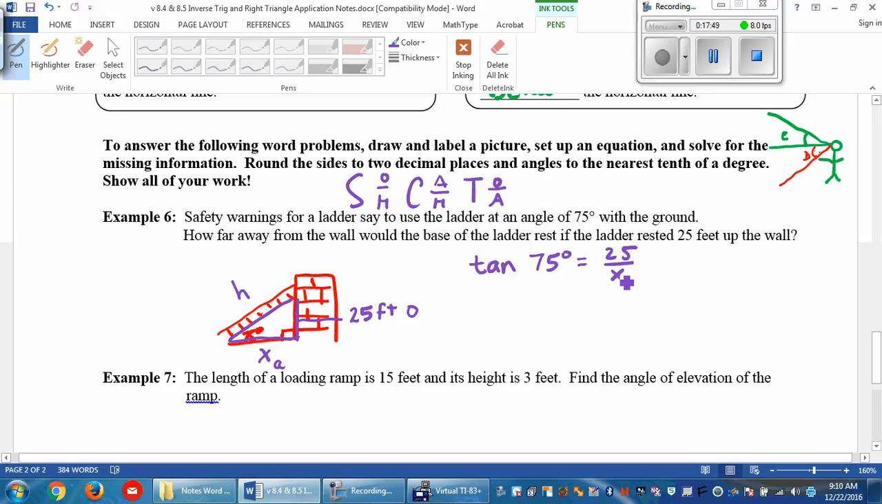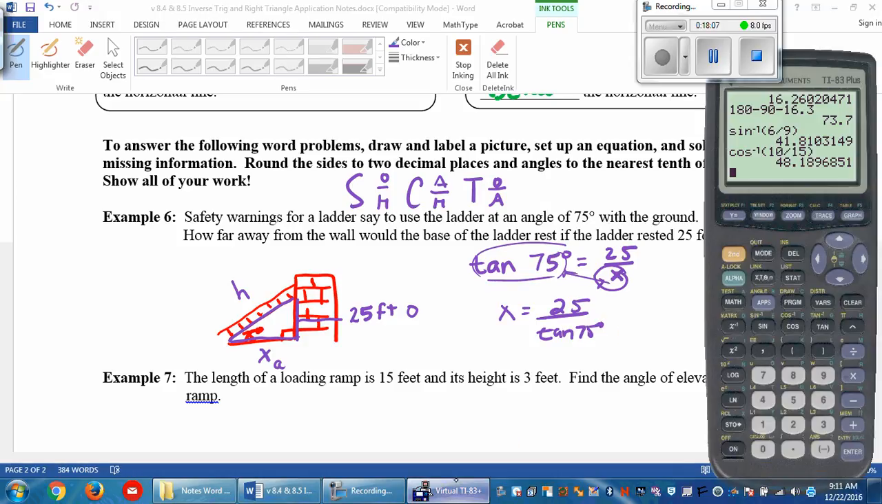If you remember, what did I tell you to do to solve this? The variable's down here. I can't just bring the x over. So I said these two things should interchange. So x is going to equal 25 divided by the tangent of 75. Pull out your calculator. 25 divided by tangent 75. Enter. Round to 2 decimal places.